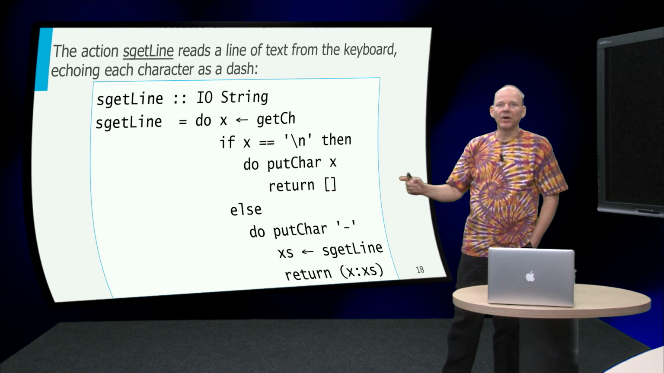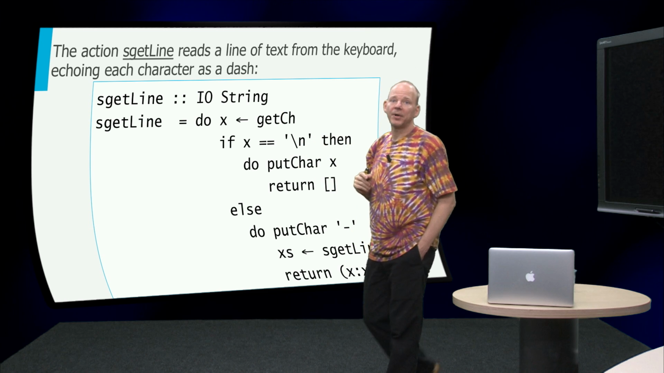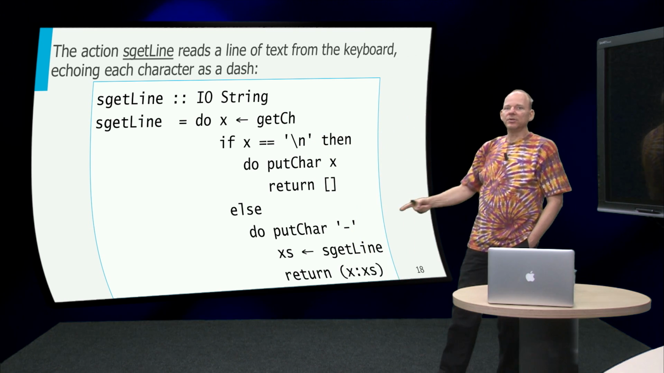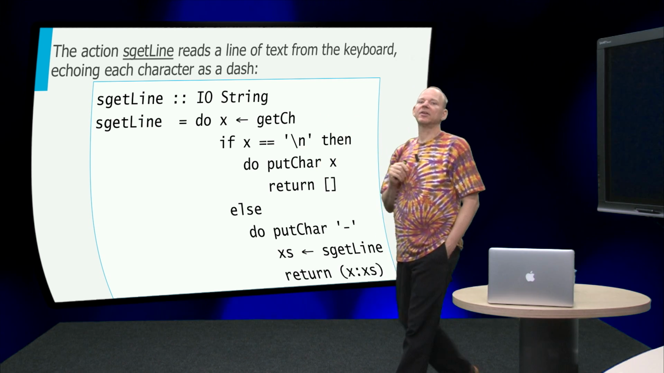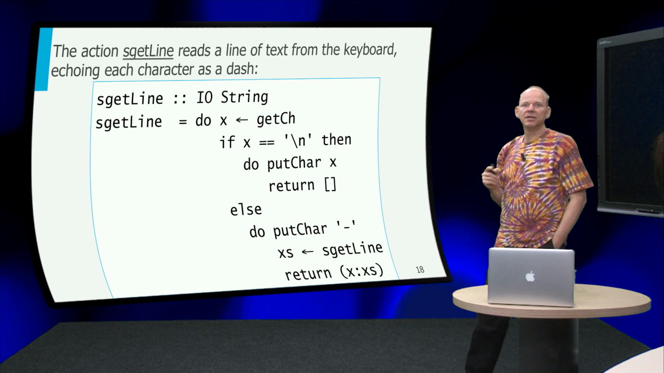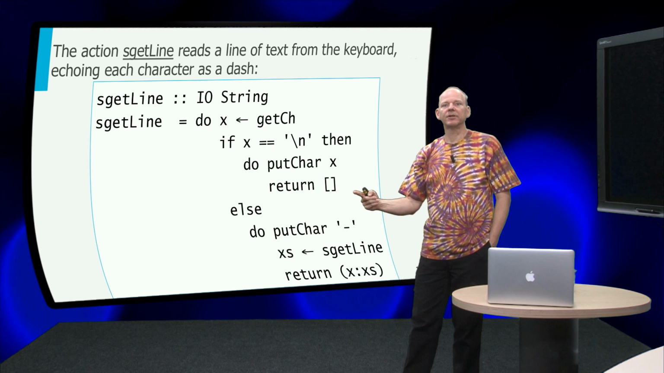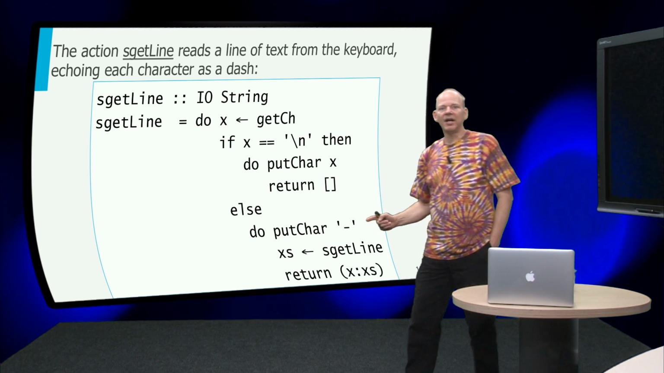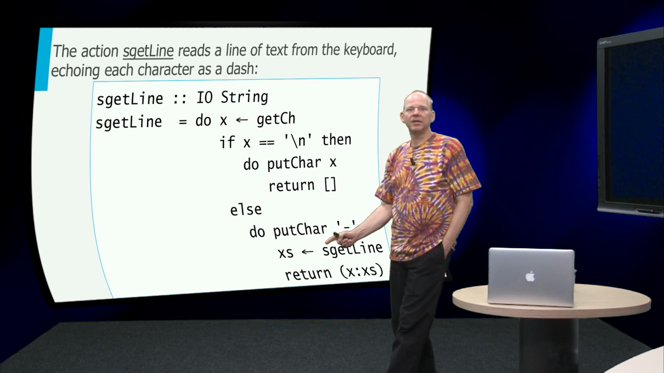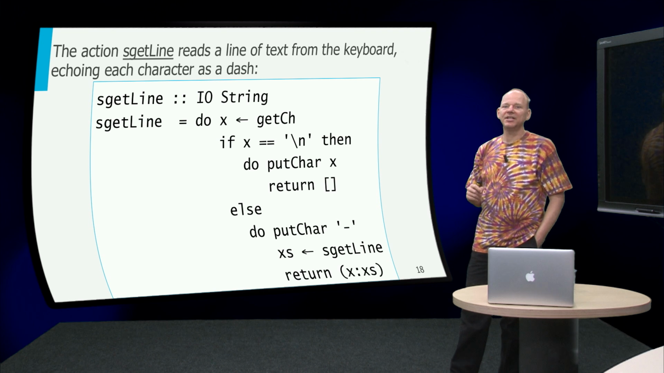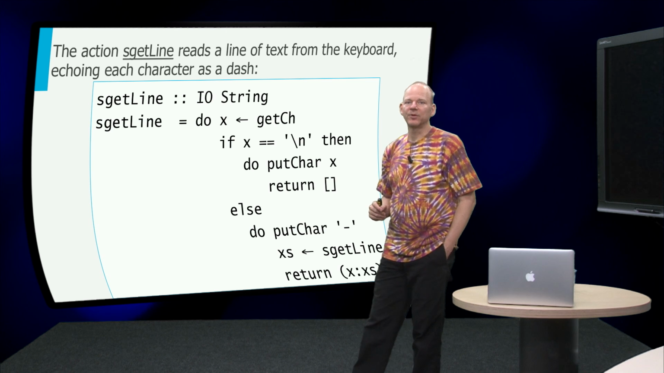So what do we do? Well, it's a function that reads a string from the standard input, so it has type IO String. And what do we do? Well, we first get the character. If that character is a newline, then we echo the newline, and then we return the empty string. Otherwise, we print an underscore. We recursively, secretly read the rest of the string, and then we return the string that we read.